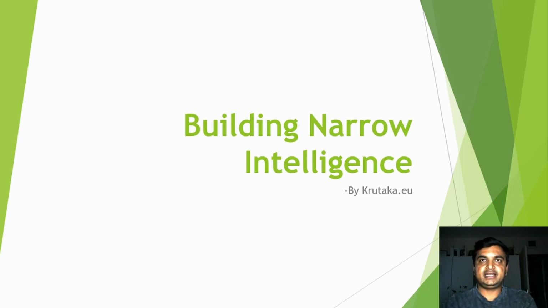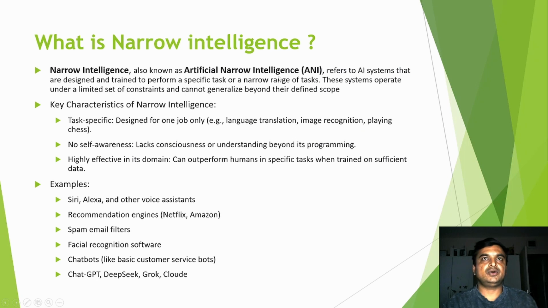Let's move on to the next slide. Okay. So we saw what is narrow intelligence. Okay. So narrow intelligence is known as artificial narrow intelligence. It refers to an AI system that are designed and trained to perform a specific task or a narrow range of tasks. These systems operate under a limited set of constraints, cannot generalize beyond their defined scope. So what do they mean by cannot generalize beyond their scope? It means these narrow artificial intelligence systems are good at only one task.